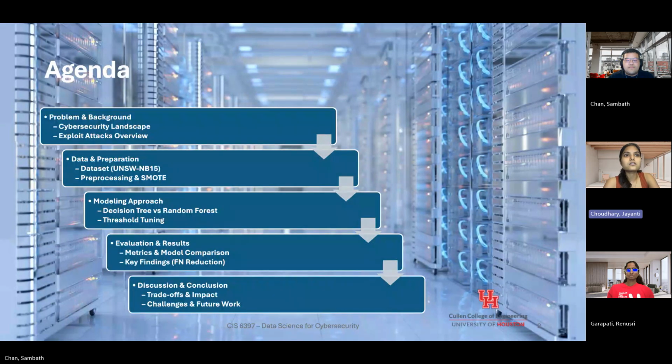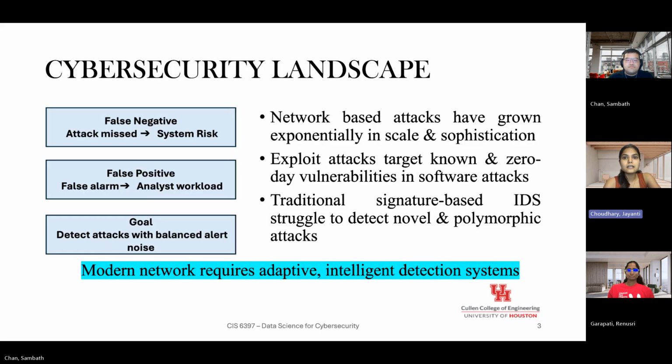So today we're going to be discussing the problem, how these exploit attacks work. Then we're going to be talking about the data sets that we have used, and then we're going to be discussing the approach, and then results, and then we're going to conclude. Let's go to the next slide.